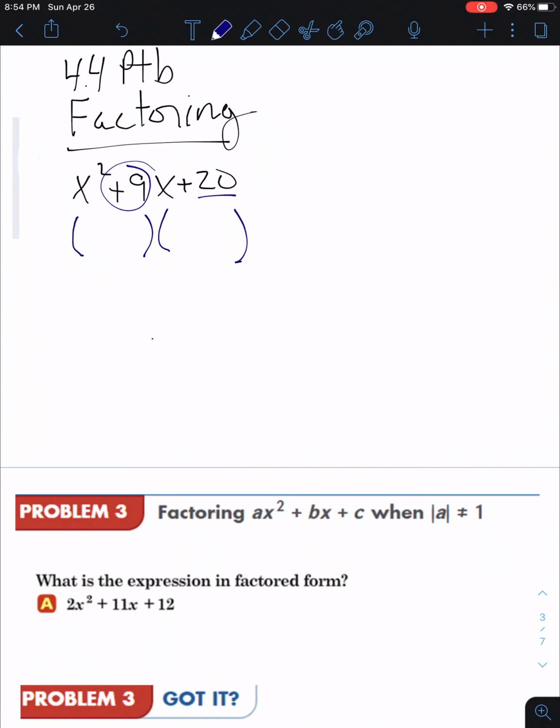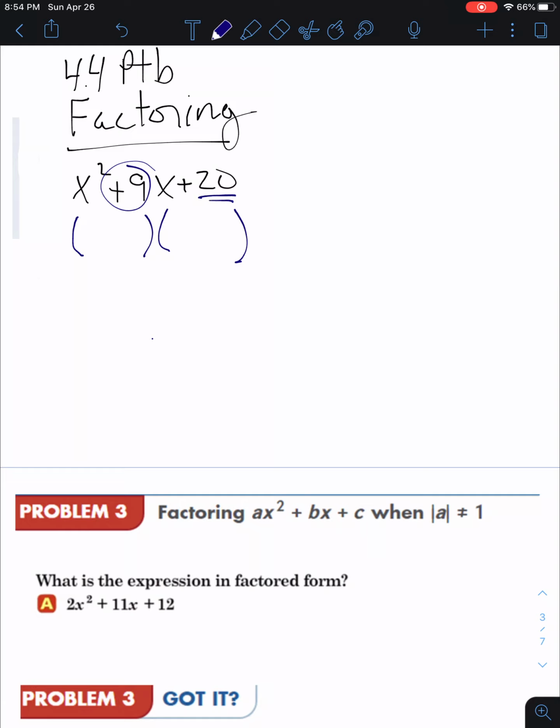Good morning, class. This video is going to cover the second part of 4.4, which is factoring. What I'm basically going to cover is factoring when the leading coefficient, a, is not equal to 1. We're going to start, though, with a warm-up, going back over what we showed in the other videos on Friday, when a is 1.